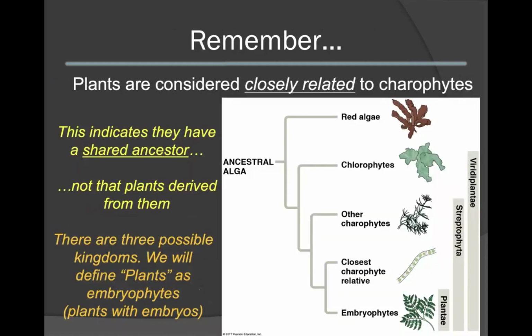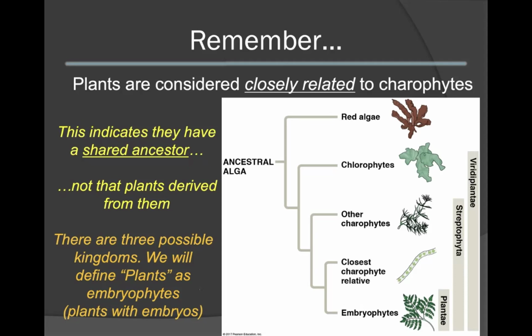Remember that plants are considered to be closely related to charophytes. This means that they have a shared ancestor, not that they derive from them. When we refer to the plant kingdom, we refer to plants as embryophytes, as seen in the diagram to the right. This means that they are considered to be plants with true embryos.